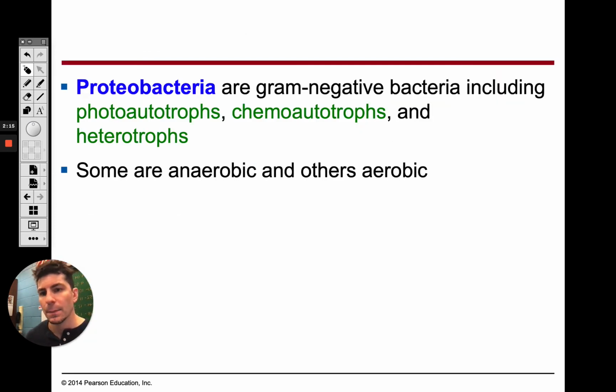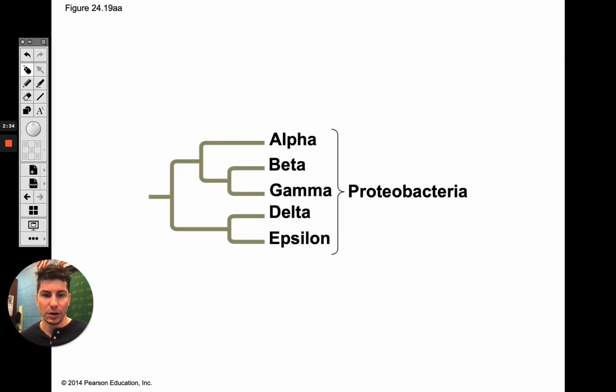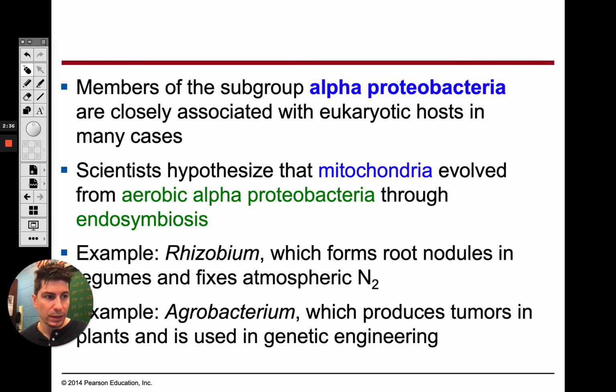First one, proteobacteria. So this is a gram-negative group, which means they don't have a whole lot of peptidoglycan. It's going to be our photoautotrophs, our chemoautotrophs, and some heterotrophs. Some of these are good with oxygen. Some of these are not good with oxygen.